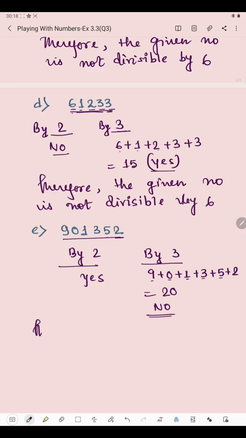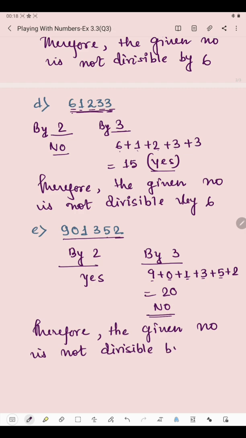Therefore the given number is not divisible by 6, as here the given number is divisible by 2 but not divisible by 3. That's why the given number will not be divisible by 6. Okay, so we'll write the given number is not divisible by 6.